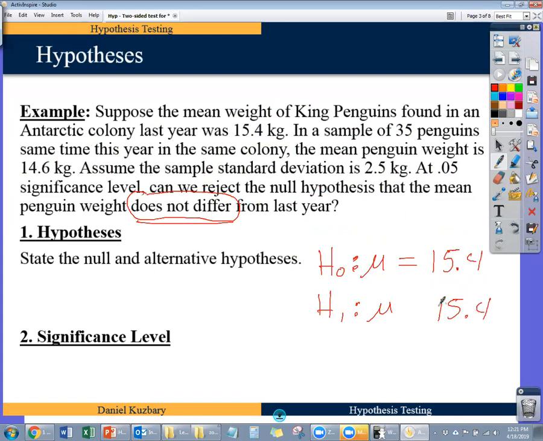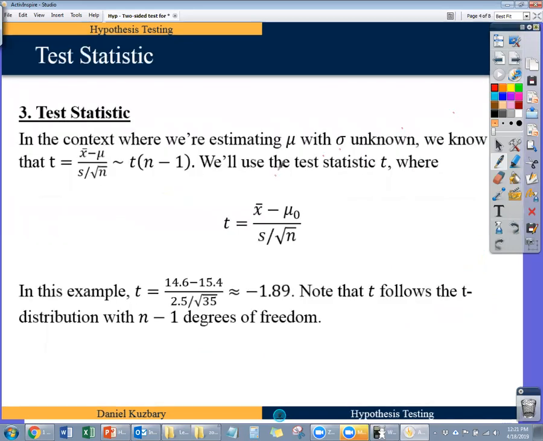The alternative hypothesis is going to be their mean weight did change, and by change or it's different, we mean it's not equal to that anymore. So we don't mean less than, we don't mean greater than. We mean it's not equal to that anymore. So this is changed. Our significance level is given to us in the problem. This is 0.05, so this is the probability that we reject the null hypothesis and we're wrong. So we want a 5% chance of being wrong if we reject H naught.